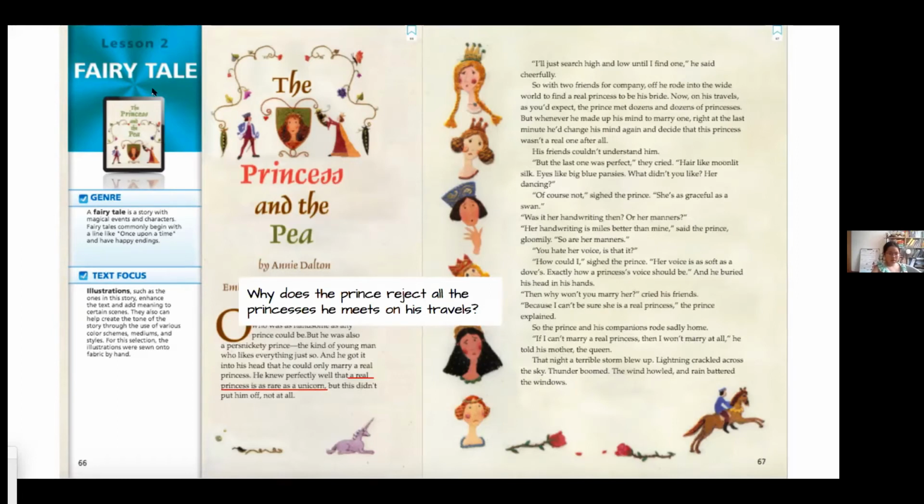So, why does the prince reject all the princesses he meets on his travels? Dino, why does he reject all the princesses? Because he is not sure that they are real princesses. Yep, he's not sure that they're real princesses. Good job, Dino. All right, let's keep reading.